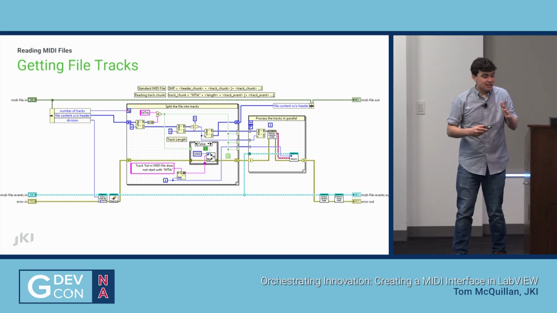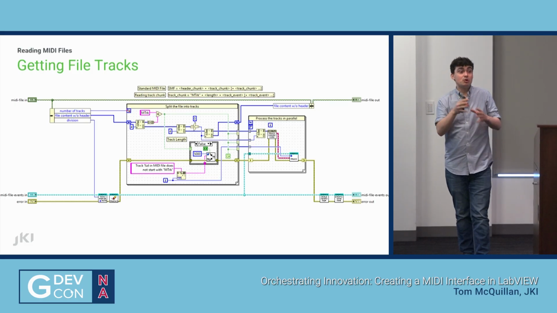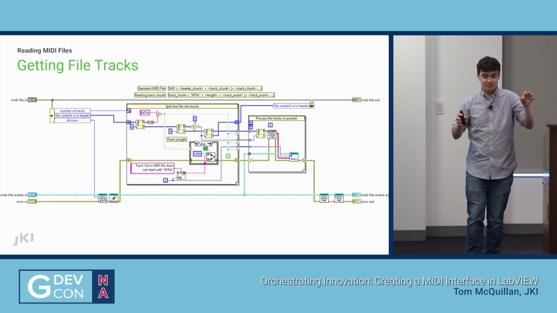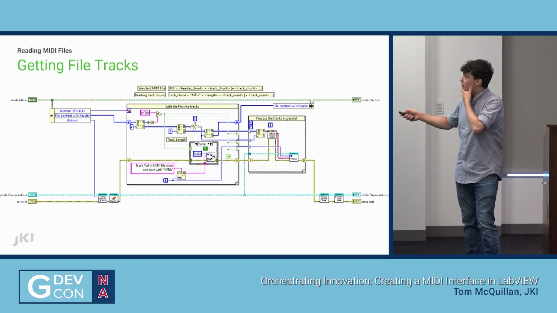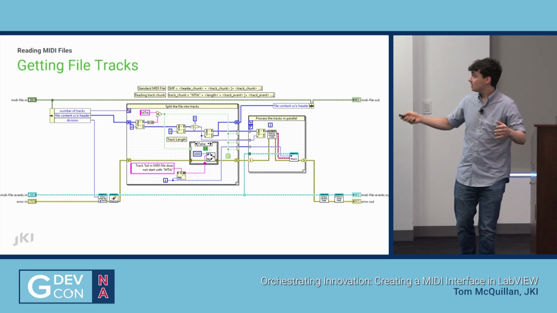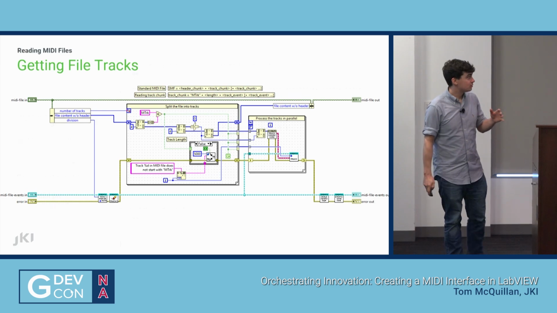Okay, and then getting the file tracks. So a MIDI file could have multiple tracks, and they could be set up to play concurrently or sequentially. For piano players, you tend to have 2 tracks, one for the left hand, one for the right hand, which you play at the same time. And so this piece of code will split the remaining data into the individual tracks. Then I can process that data in parallel.